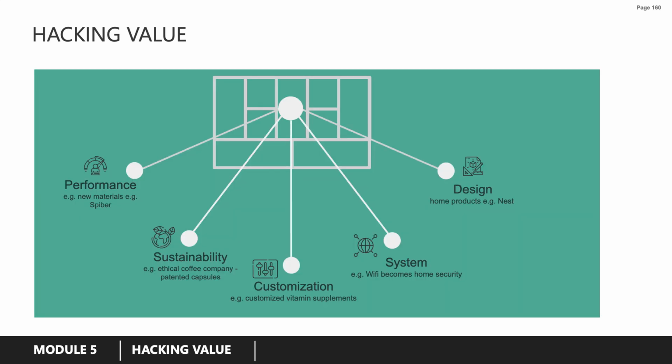So what I'm going to do now is focus on how you can actually start to look at hacking value. Now, hack's a big word, so what I'm saying here is look at the value proposition. There are various ways in which you can start to rethink your value offer. And there are 5 dimensions to it. So the first is looking at things like performance. And whether it's a service or a product, you can rethink the performance of a product or service.